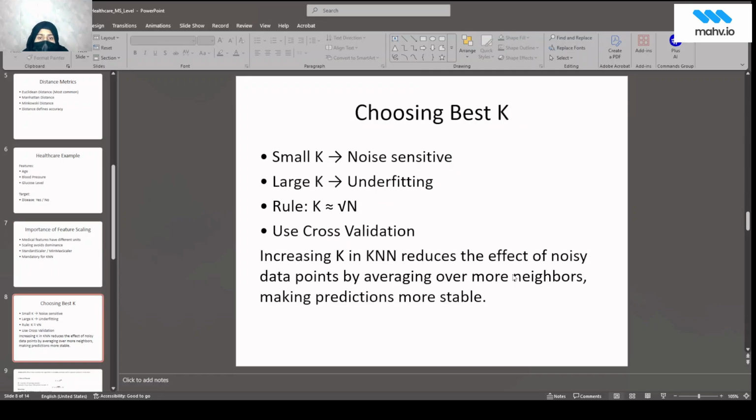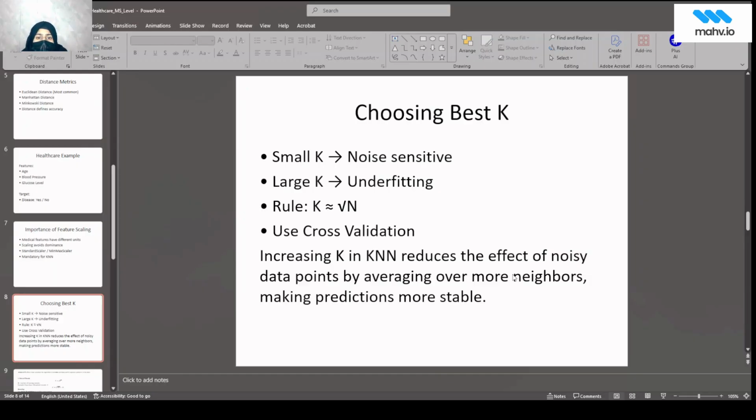Now, on what basis do we choose K? As I have told you, K means the nearest neighbors to my observed data point. A small K is noise sensitive. Why? Because it causes overfitting. Let's suppose K is 1, which means you have just one nearest neighbor of your observed data.